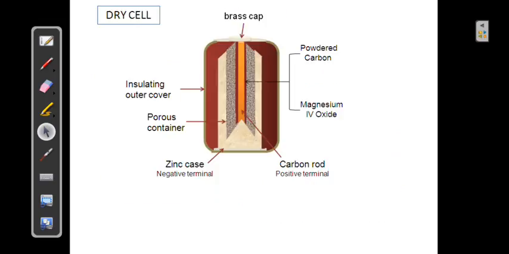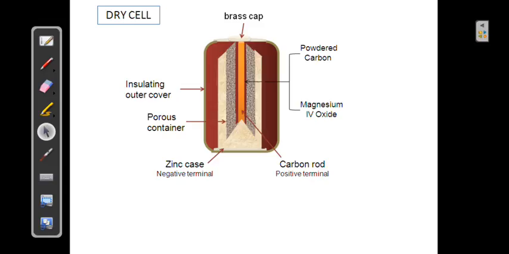So now we come to the dry cell. This is a simple dry cell which we call the battery, which you use for your radios, torchlights, where they use it freely. Everybody has batteries in their homes. So this is the cut up of the battery to see what's inside.